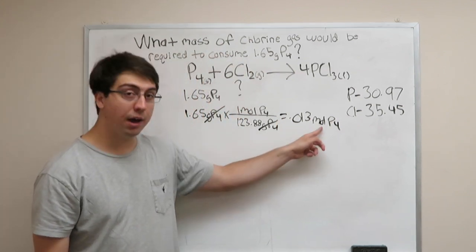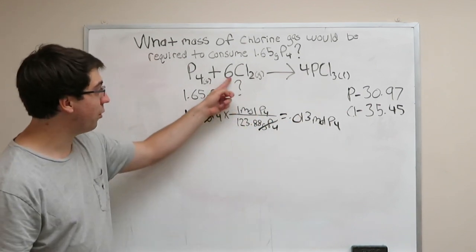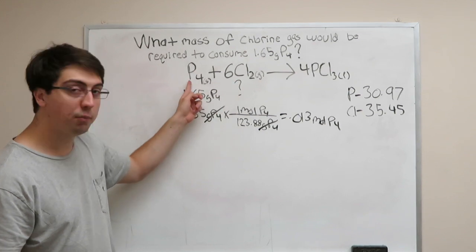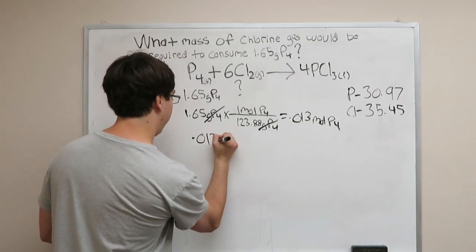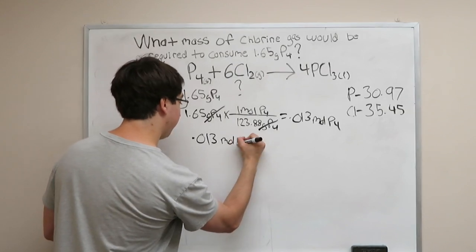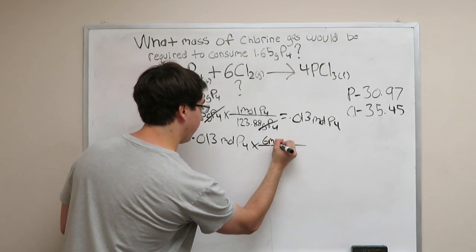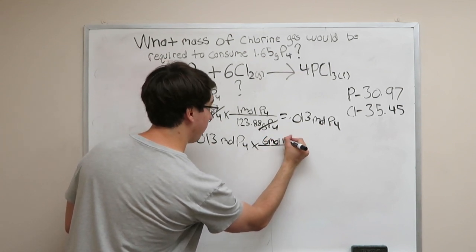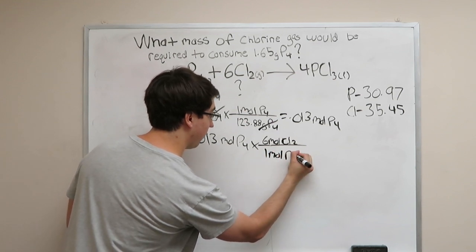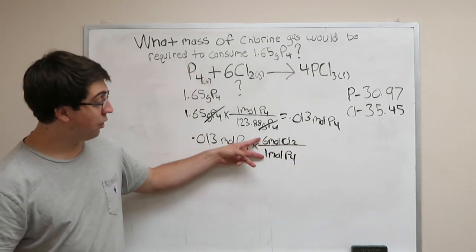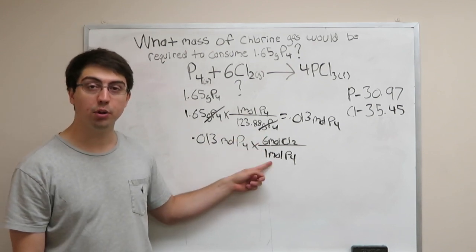We need to convert this amount to moles of chlorine. And from this equation, we can see that for every 6 moles of chlorine, it requires 1 mole of P4. This is the stoichiometric factor. It shows that for every 6 moles of chlorine, it requires 1 mole of P4.